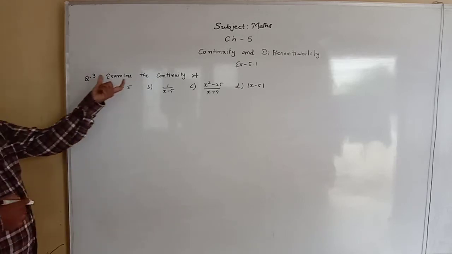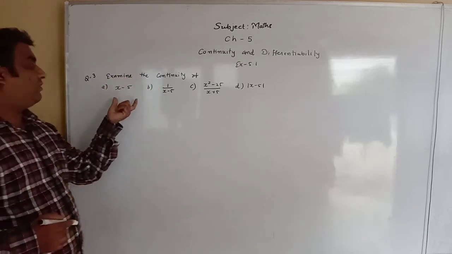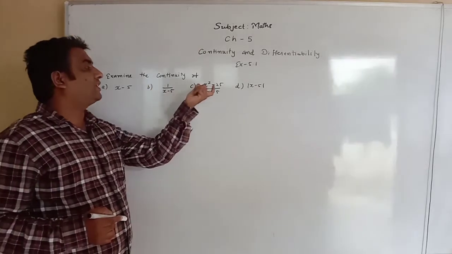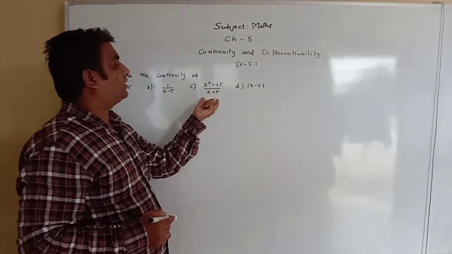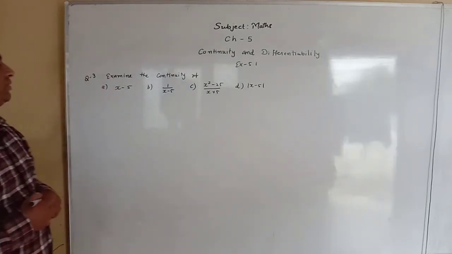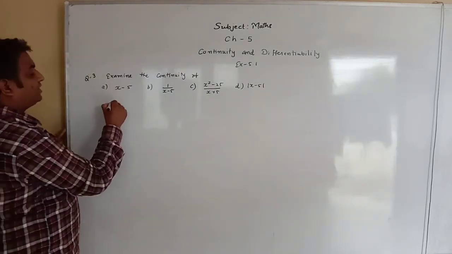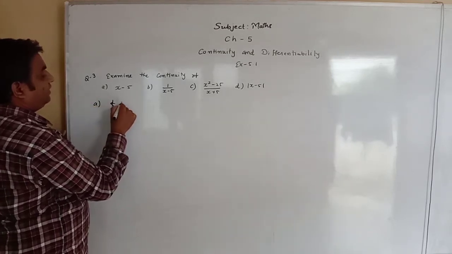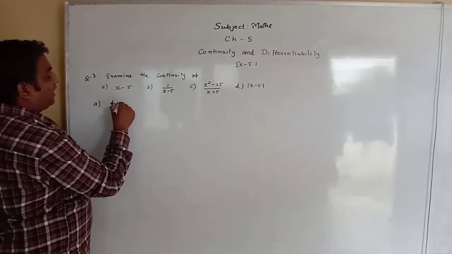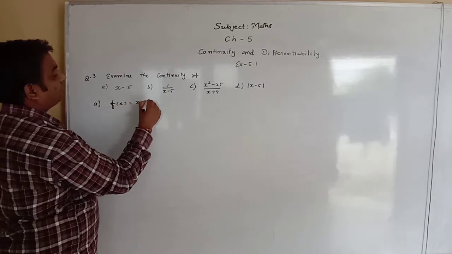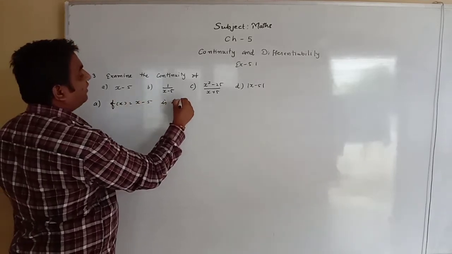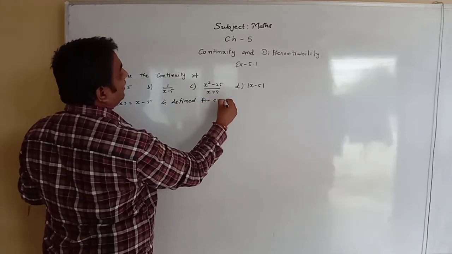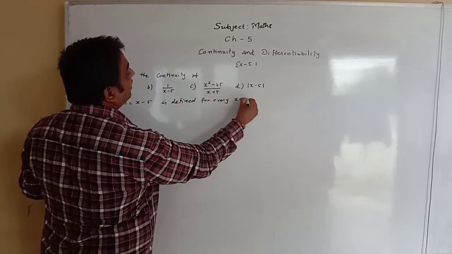Question 3, we have to examine the continuity of the functions given: x minus 5, 1 upon x minus 5, x square minus 25 by x plus 5, and modulus of x minus 5. So we know that f is defined. First one, a, f(x) equals x minus 5 is defined for every x belongs to R.